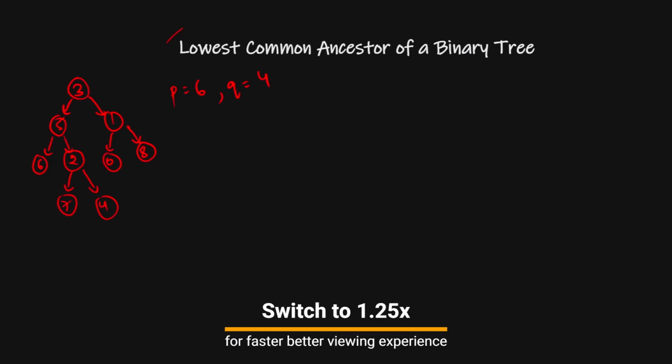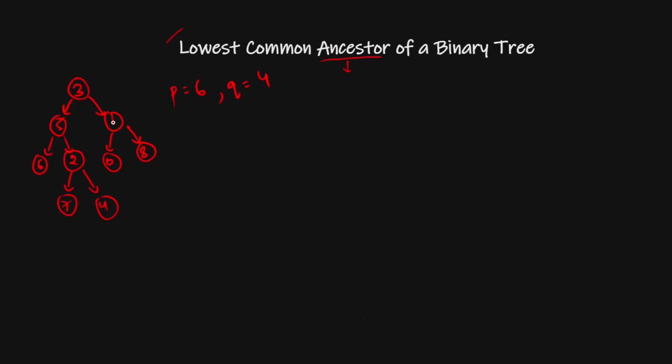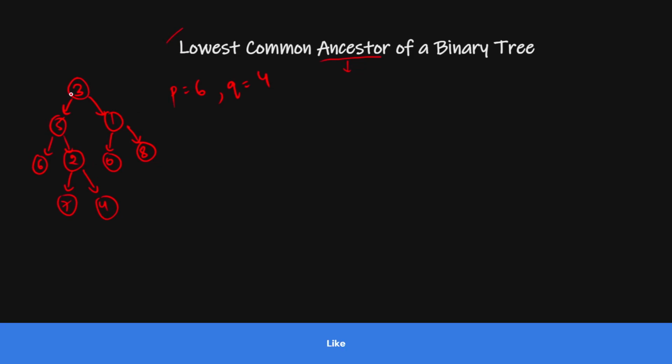So what does ancestor mean? Ancestor means parent. For example, if this is 1 and this is 3, then 3 is an ancestor of 1, and 3 is an ancestor of 8 also. So what is this 3? 3 is the grandparent of 8. So all of 4, 2, 5, 3 are ancestors.